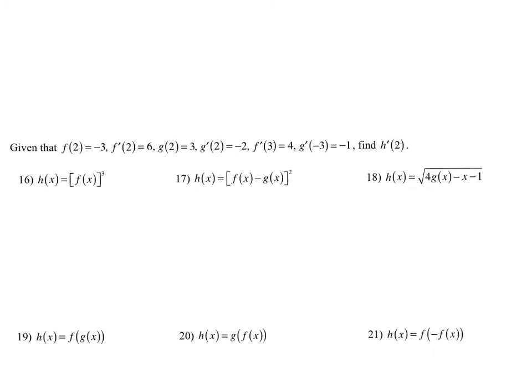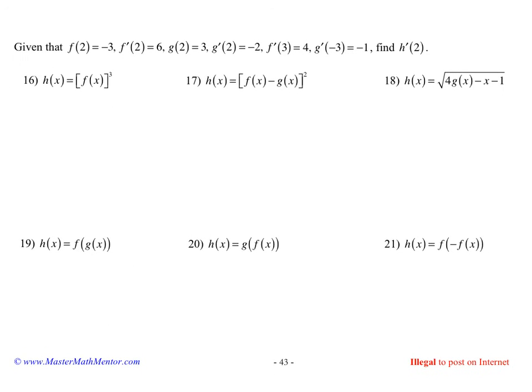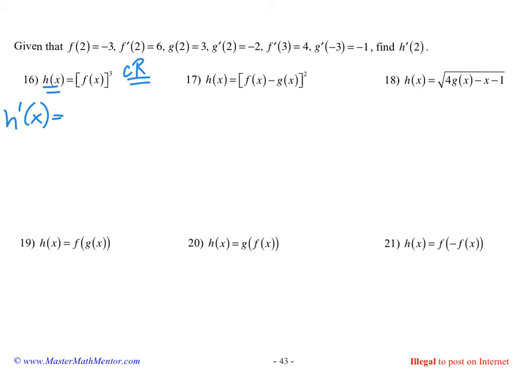Over here is kind of like derivatives by table. Even though they didn't give me a table per se, they gave me these values. So our job is to find h prime of 2. And we have the functions here. For example, number 16, we have h of x is equal to f of x raised to the 3rd power. We have to be real careful here. We are doing a power rule here, but the chain rule is always in effect. So we have to do a d outer or d stuff. We're always doing d outer or d stuff.